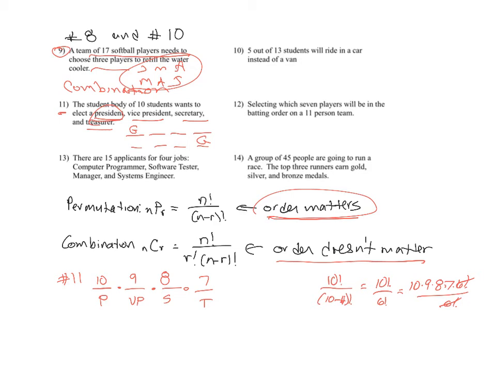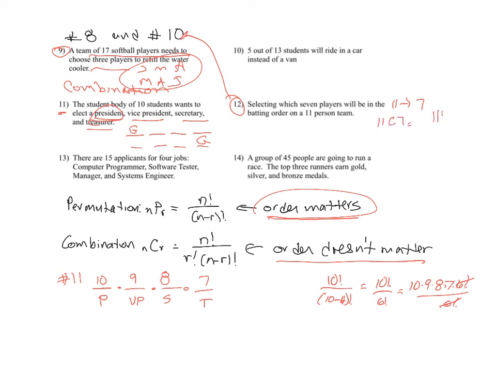Let's look at number 12 now. Selecting which 7 players will be in the batting order on an 11-person team. I'm doing number 12 because it's going to be similar to number 10. Now, does it matter in the batting order which 7 players will be selected to play? Well, let's assume at this moment it doesn't matter, and we just know that out of 11 people, 7 get to play. Then you don't care as long as you're one of those 7 people. So this would be a combination where we would go 11C7.